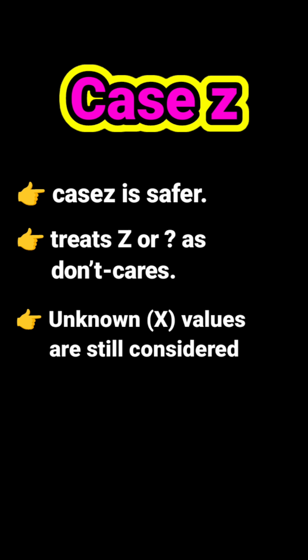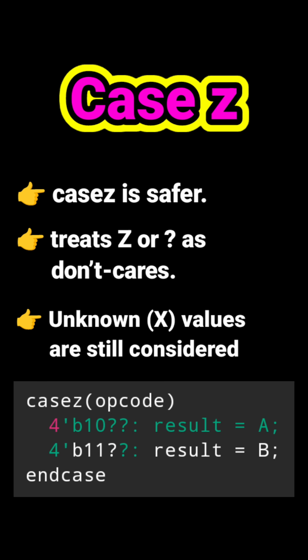And the last one is casez. Casez is safer. It only treats Z or question mark as don't cares. Unknown, X, values are still considered, so bugs are not hidden. This is the example of casez. That's why in RTL coding, casez is preferred over casex.